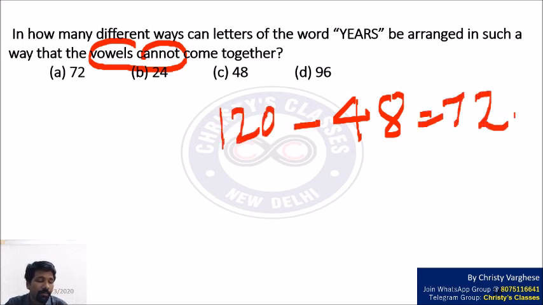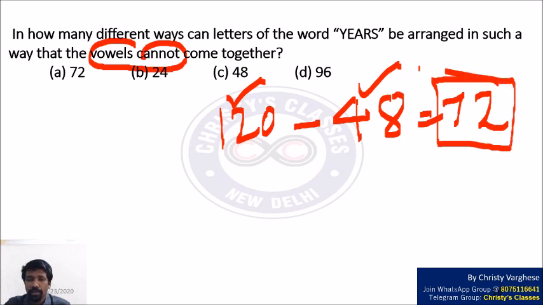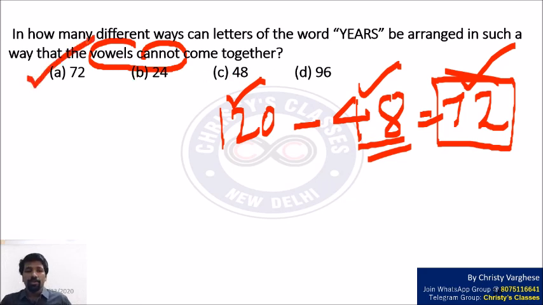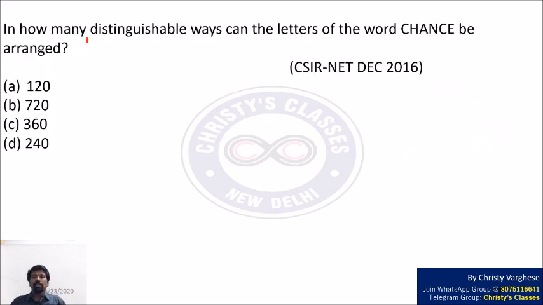Like the complement approach we learned in probability, you can do it. Total minus vowels coming together will be vowels not coming together. Total is 120 minus vowels coming together 48. 120 minus 48 is 72. So the answer is option A, 72. So instead of finding vowels cannot come together directly, find the vowels come together case and subtract it from the total. So this is a CSIR-NET problem from the same topic.